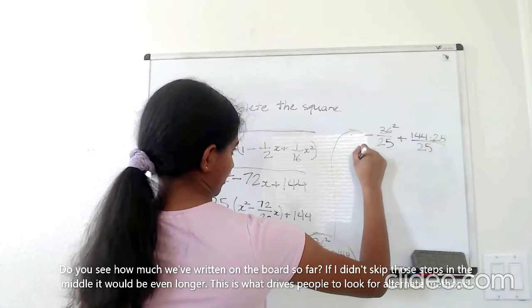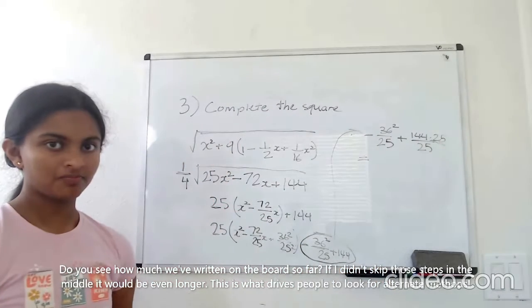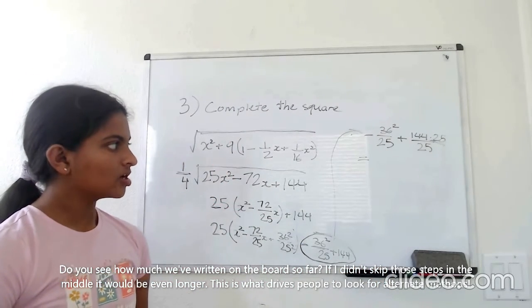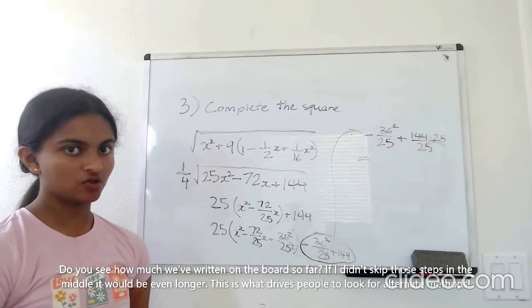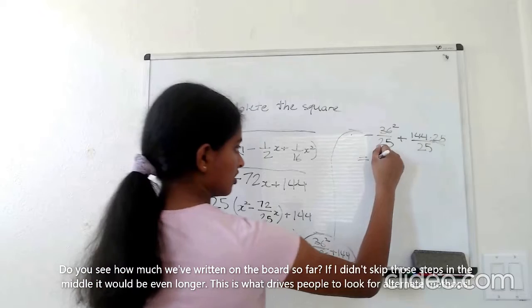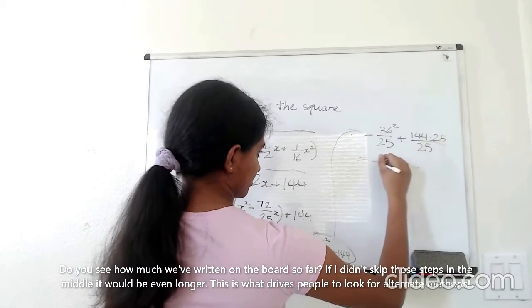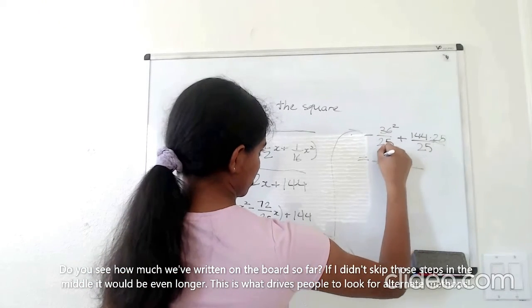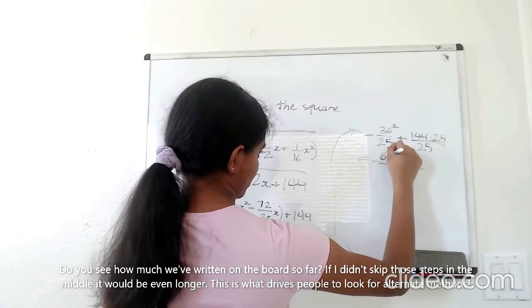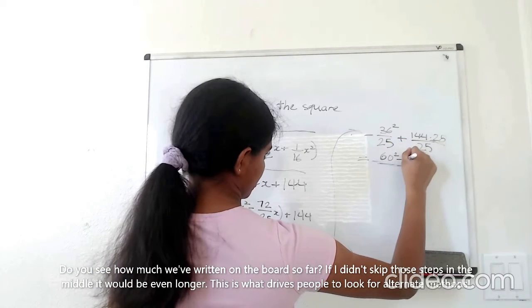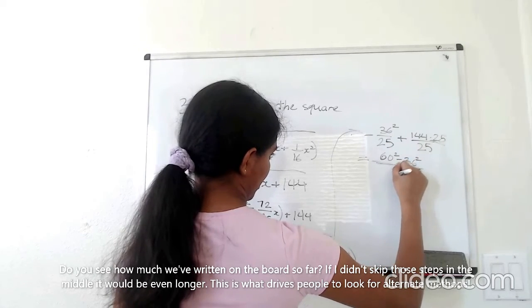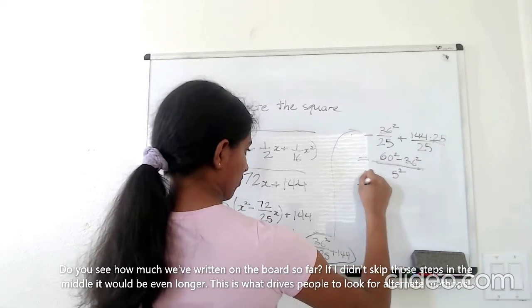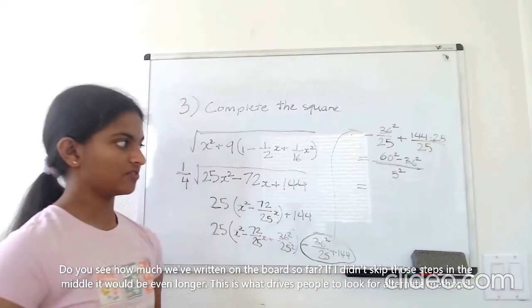This looks like we're going to have to do quite a bit of arithmetic until you realize that 144 times 25 is equal to 12 squared times 5 squared, which is equal to 60 squared. So this whole thing over here is just equal to 60 squared minus 36 squared all over 5 squared. It's going to make sense later why I express the 25 as 5 squared.